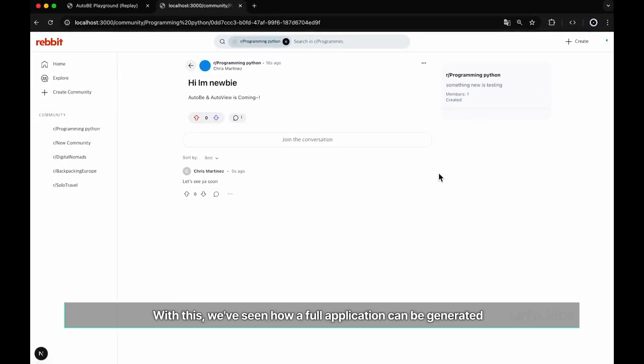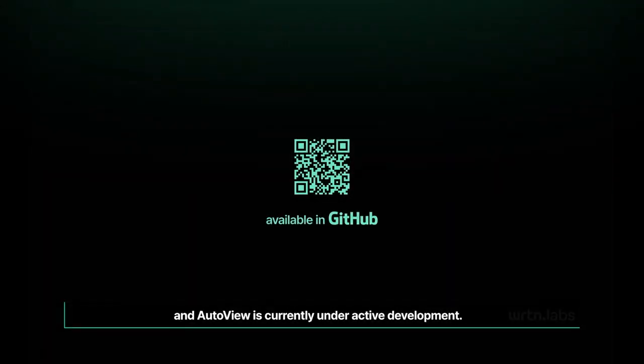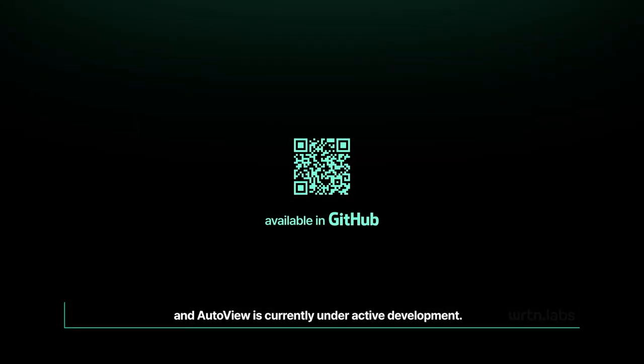Excellent. With this, we've seen how a full application can be generated from backend to front end with just a single request. AutoBee is already open source and available on GitHub, and AutoView is currently under active development. Stay tuned for what's next with AutoBee and AutoView.